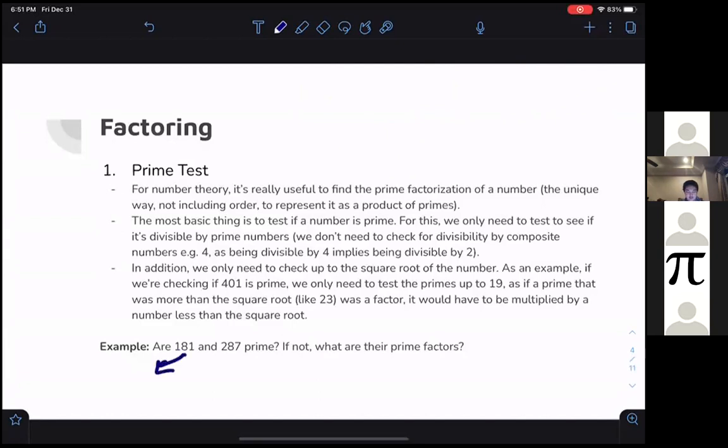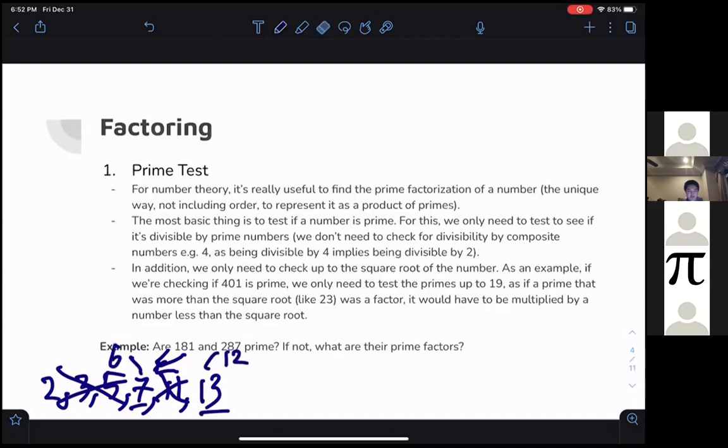Just to go through the process of it, what are the primes less than the square root of 181? That's up to 13. Somebody said 287 is composite. That's also correct. So for 181, the primes are 2, 3, 5, 7, 11, 13. You can eliminate these very easily if you know divisibility rules. So you just need to divide by 7 and 13. This gives a remainder of 6, and this gives a remainder of 12, so it's prime.